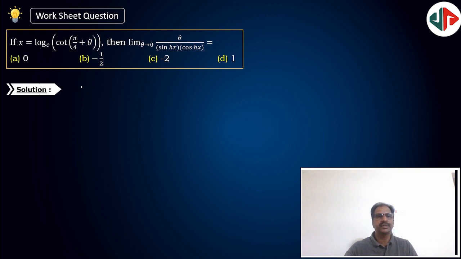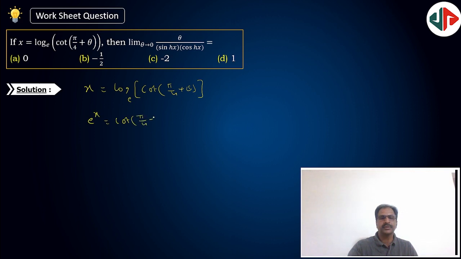Next, x is given as log of cot of pi by 4 plus theta by 2, base e. Then find the limit as theta tends to 0 of theta by sinh x cosh x. From the definition of logarithm, e power x is cot of pi by 4 plus theta by 2. Then e power minus x is 1 by e power x, which is 1 by cot, which is tan.